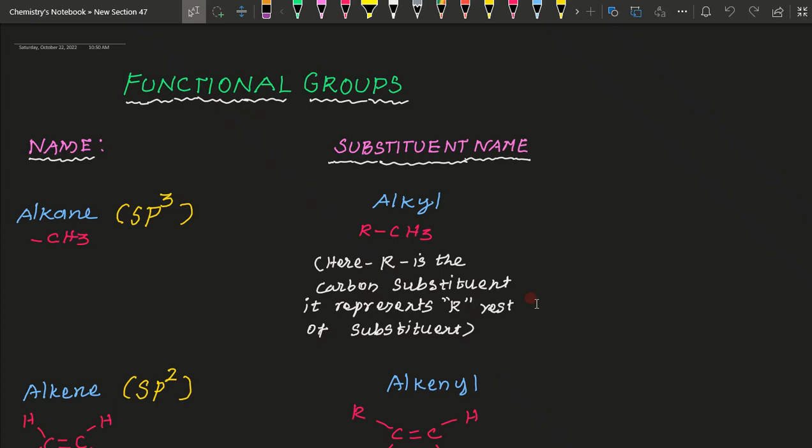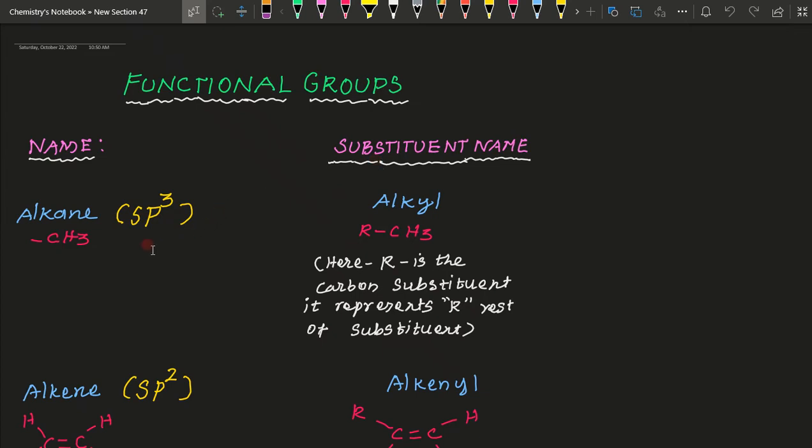Welcome to Chemistry Wide. Today we will see the main functional groups of organic molecules. First, the name and the substituent name.